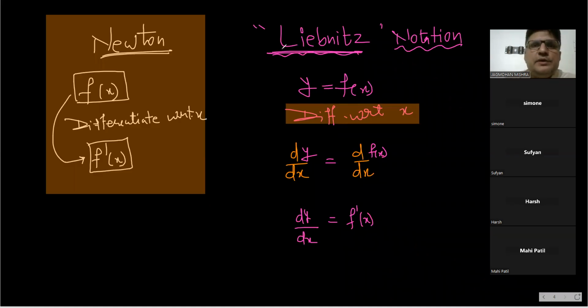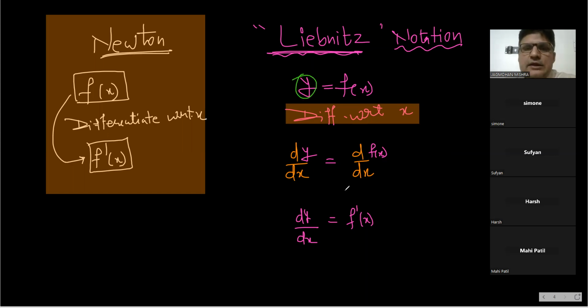So according to Leibniz, if we are taking f of x as y and we are differentiating with respect to x, we are going to write d by dx of y. And what is the meaning of d by dx? That is differentiating with respect to x. So we wrote d by dx on the left and we wrote d by dx on the right.